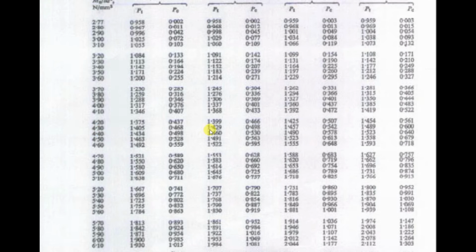So for 4.3 it is 1.429. Pt is 1.429 and Pc, this is the compression reinforcement, that is 0.498. And for 4.4, 1.460 is tension reinforcement and 0.530 is compression reinforcement. So let's take these values and then interpolate to find the exact percentage for 4.32.